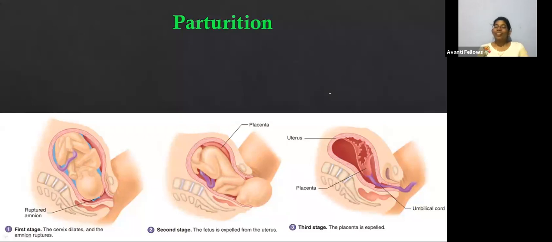So how does it happen? We know the heart is made up of four chambers. Let me tell you, these two are the auricles and the below two are the ventricles. Between the auricle and ventricle there is a septum, and also between the two auricles and between the two ventricles there is a septum.